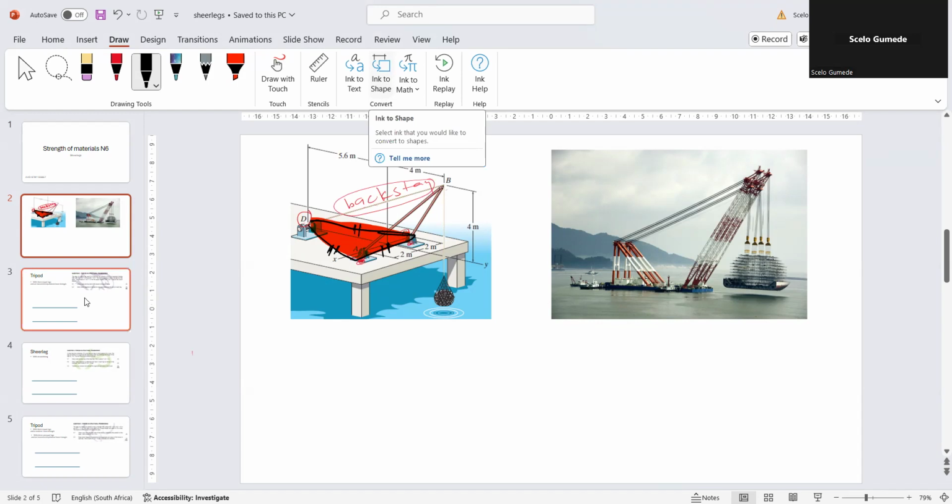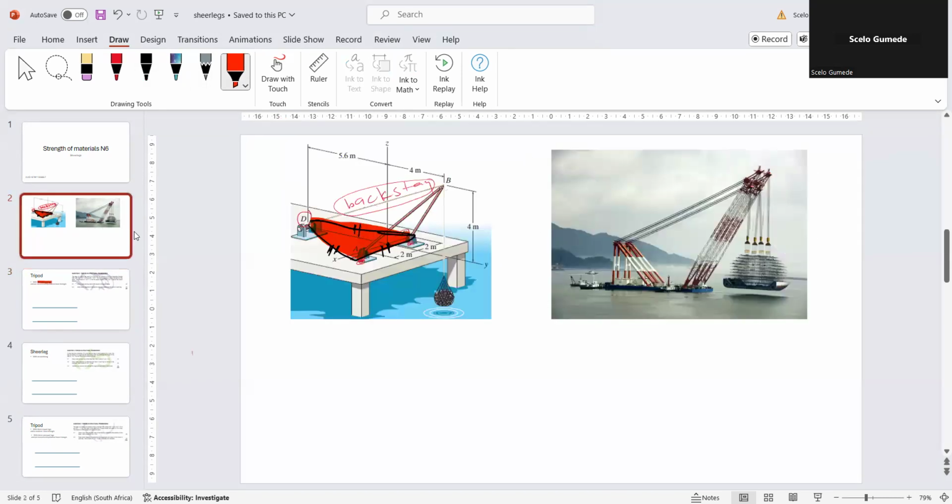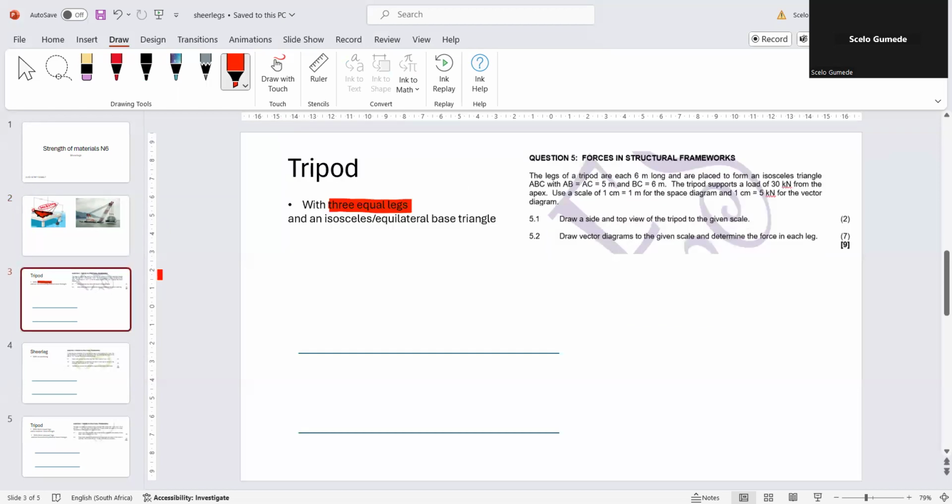So we are going to start with a tripod, meaning three legs. As you can see here, a tripod with three equal legs, and the base triangle. Remember the base triangle is the one that I showed you, the one in red, and the base triangle being an isosceles or an equilateral triangle. If you find these three conditions on your question, then you know that we are dealing with this type of a diagram.